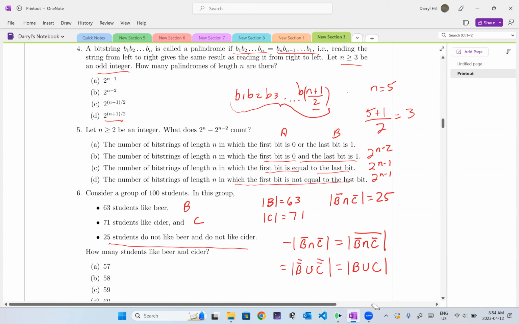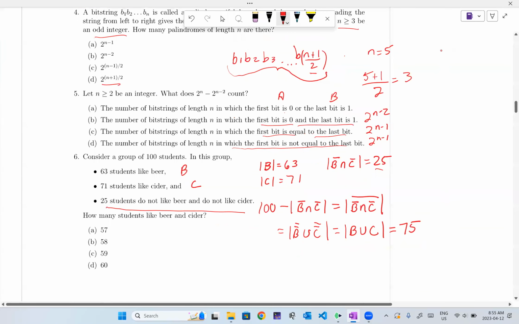Sorry, this is not 1. I'm thinking of probability. This is 100, so we have 100 students. So 100 minus the complement of B union C. Well, that's 100 minus 25. So B union C is equal to 75.